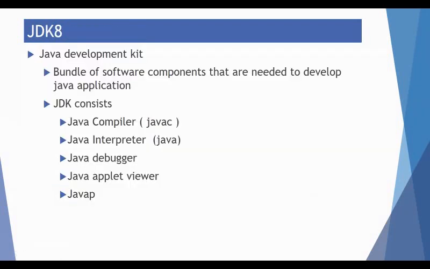Now, in order to develop in the language, you require the JDK. JDK stands for Java Development Kit. So the JDK will consist of all the tools and the components that are required to compile, build, and execute Java applications. The most common tools that we will be using are the Java compiler and the Java interpreter.